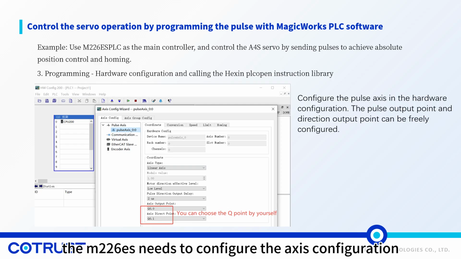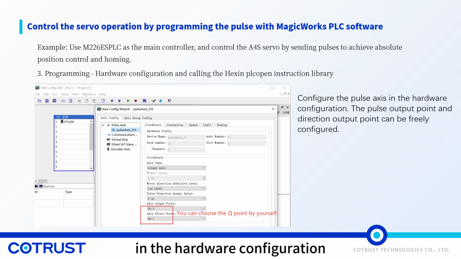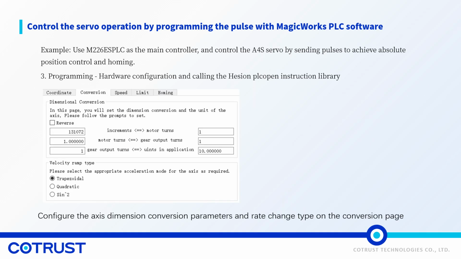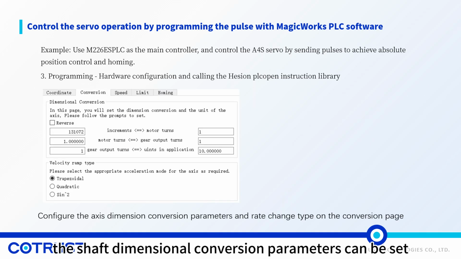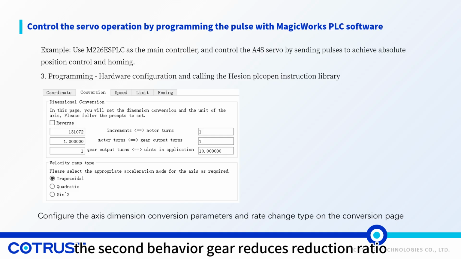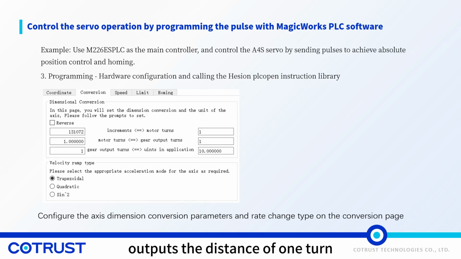The M226ES needs to configure the axis configuration in the hardware configuration and configure the pulse and direction output points. On the conversion interface, the shaft dimensional conversion parameters can be set. The first line is how many pulses the motor needs to rotate one turn, which needs to match the electronic gear ratio configuration of the servo. The second line is the gear reducer's reduction ratio, and the third line is the distance the gear outputs for one turn of actual mechanical motion. The unit is the application unit.